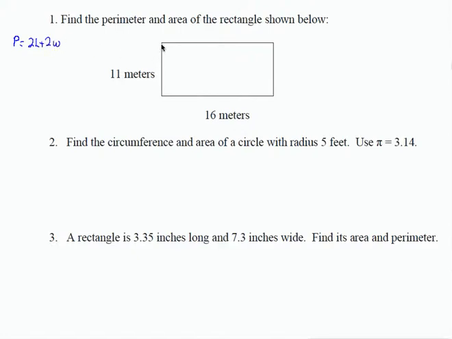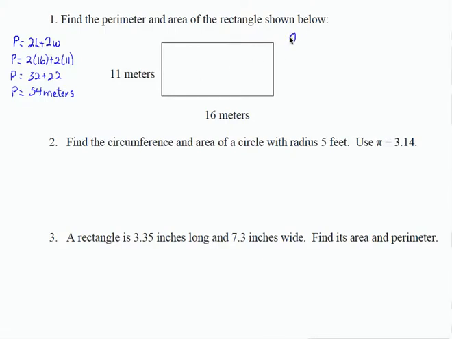So because we have a rectangle, we're going to have 2 lengths of 11 meters and 2 lengths of 16 meters. So let's write that out with the numbers involved. So that's twice 16 plus twice 11. So the perimeter is 32 plus 22. And if I add those together, I get 54. And I need to be sure and include my units. So 54 meters is the perimeter for this rectangle.